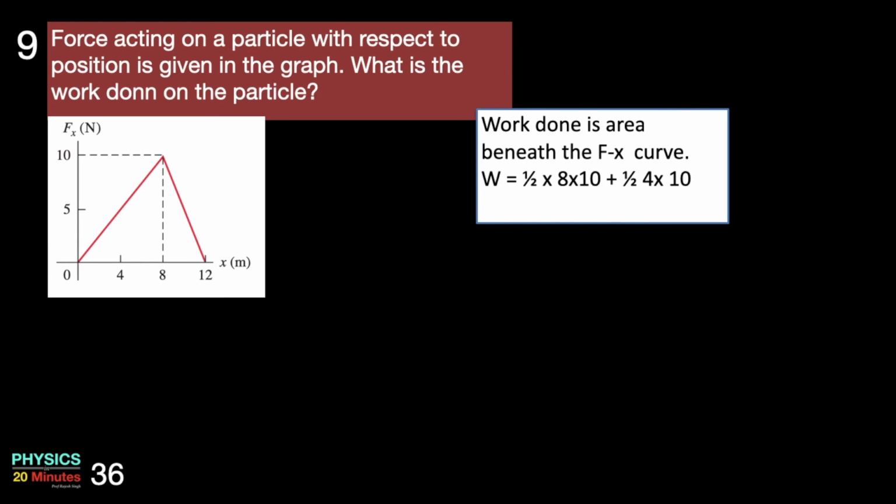So just for more clarity, this is one triangle, half into base into height, half into base is 8, height is 10, here the base is 4, height is 10, or you can take simply base as 12, height as 10, and get the answer as 60 joule.